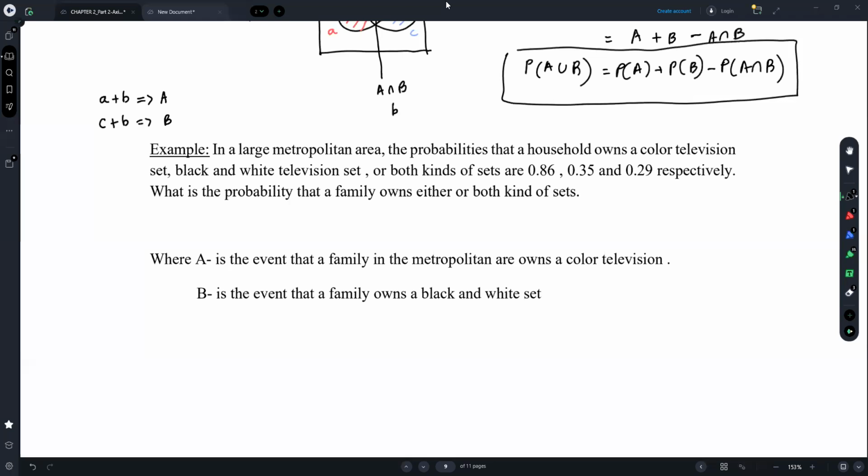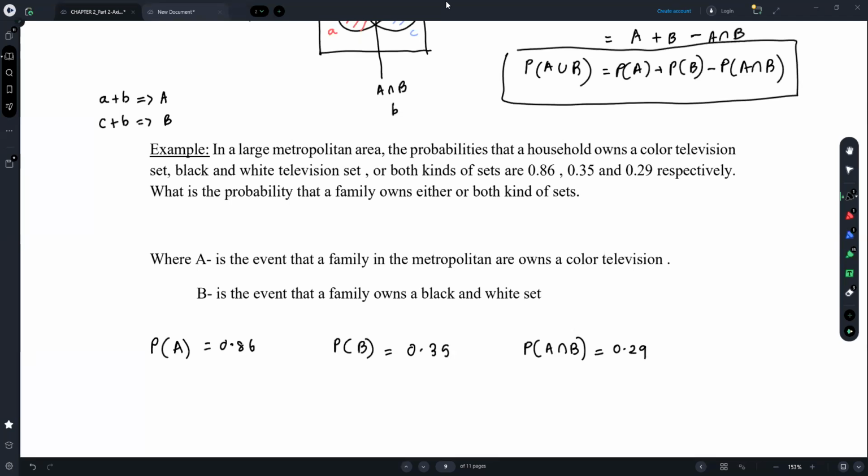So you can say, let's say event A is the event that a family in the metropolitan area owns a color television set. So what is P(A)? If you look at them respectively, in order, color television set is 0.86. And what is B? When that family owns a black and white set. So what is the probability of owning a black and white set? That is 0.35. And then both kinds. They have both, a black and white and also a color. So what is that probability? 0.29.